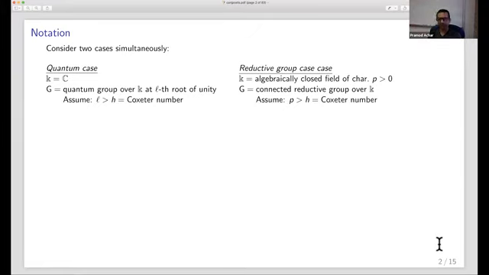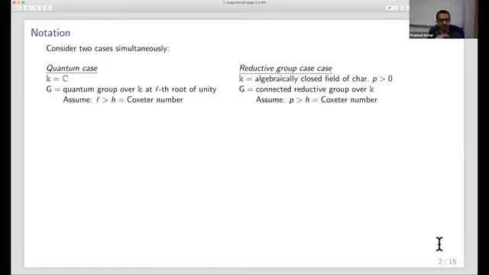of the screen. Broadly speaking, the stuff in the quantum case is theorems, mostly due to Lusztig, Ostrik, and Bezrukavnikov. And the stuff in the reductive case, oh no, the word case is up there twice. There are some theorems, but I think the stuff I really want to focus on in the reductive group case is not a theorem.